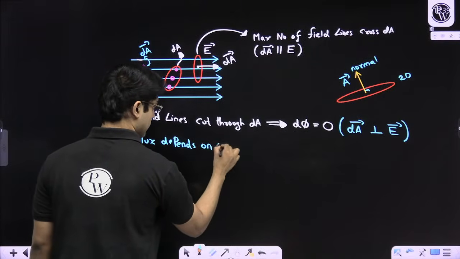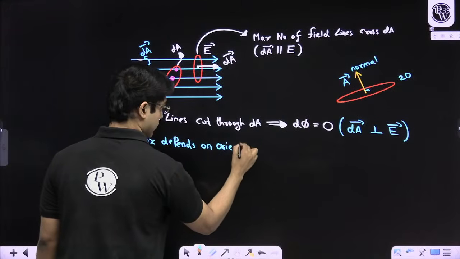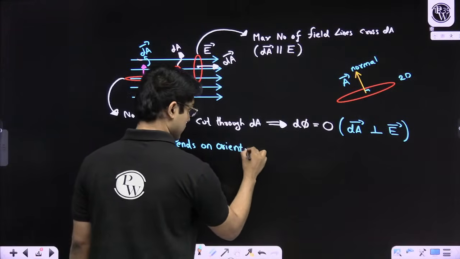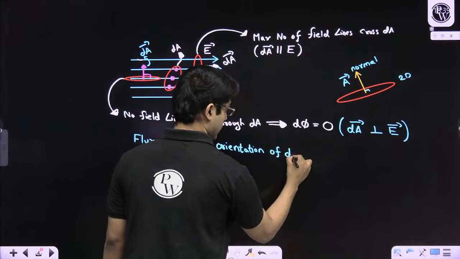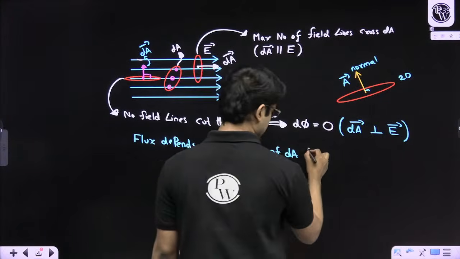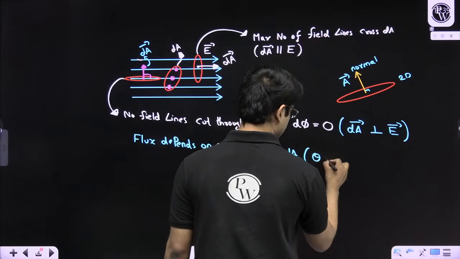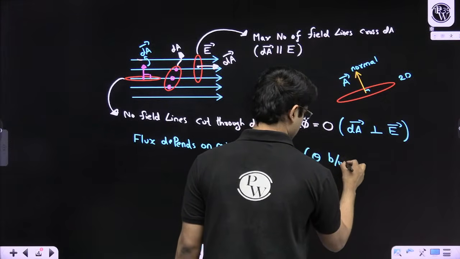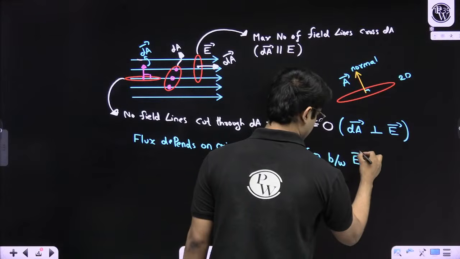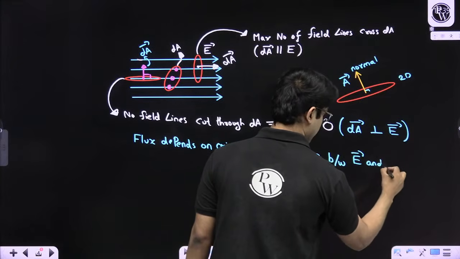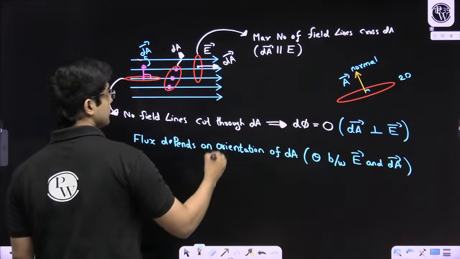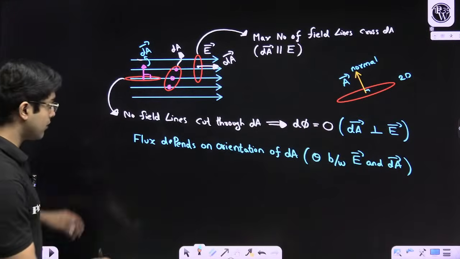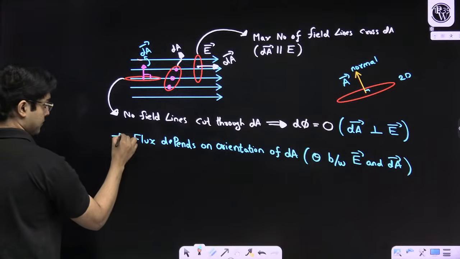Depends on orientation. Or in simple words, you can also say the angle theta between the electric field and the dA vector. So this is something that flux depends on, that we can just see.